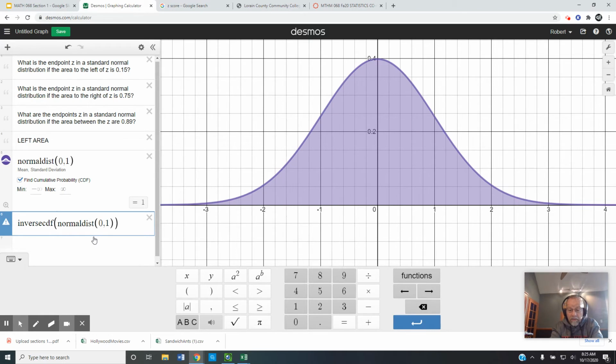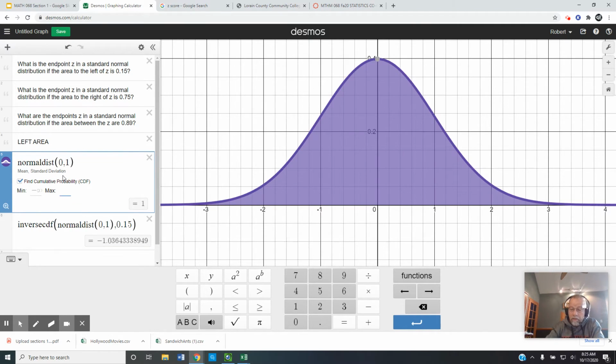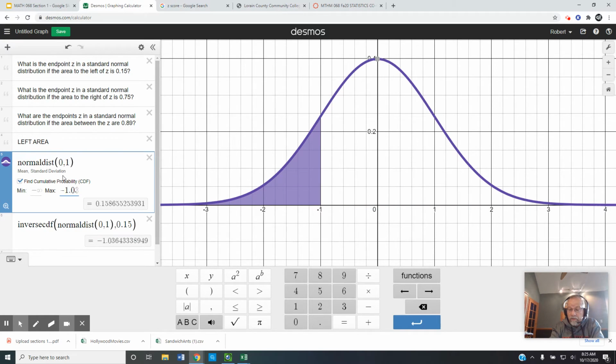Now remember, it's comma, because we have to tell it some kind of area to put to the left-hand side. The area they want to the left-hand side is already 0.15. My z-score appears to be negative 1.036. So I'm going to come up here and put in, remember, I want the area to the left. So my maximum number is going to be negative 1.036.